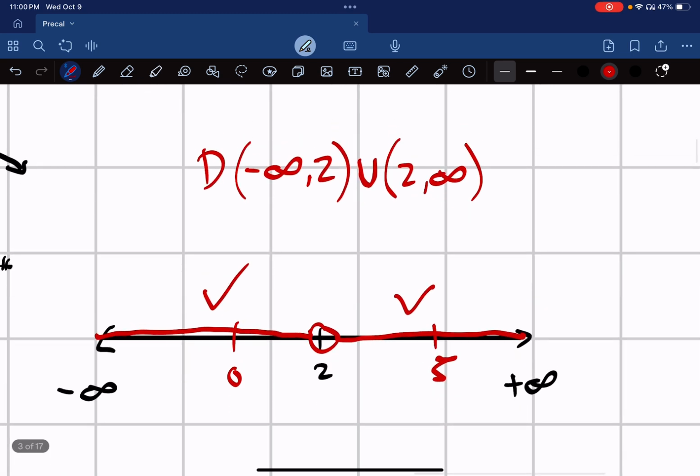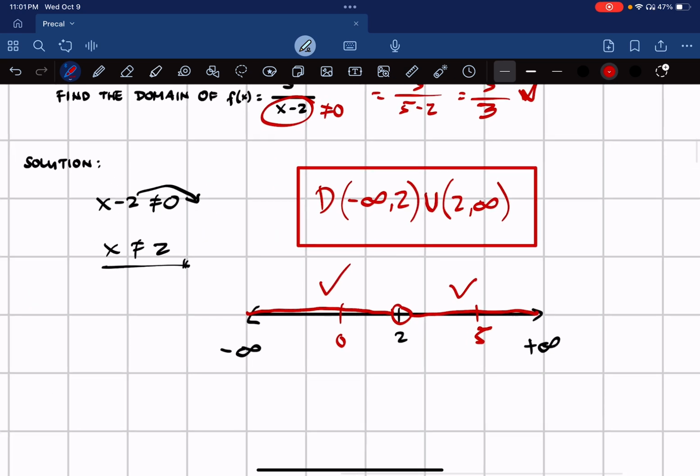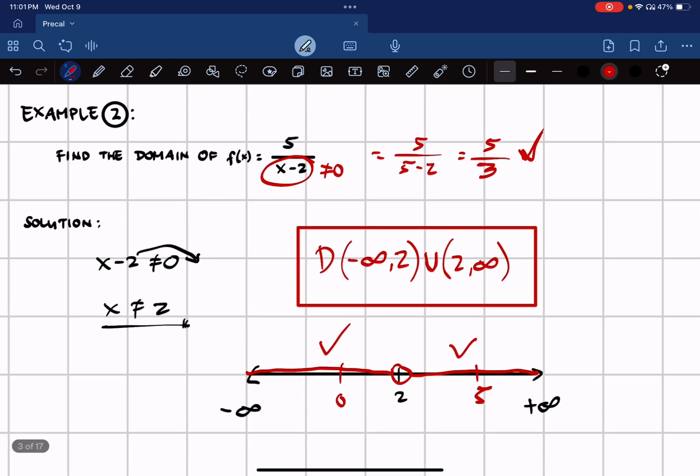Ang meaning sa union, mura lang plus. So, meaning is, ang domain nato is the values from negative infinity up to not including 2, and mura sig plus or and, yeah, and the values from 2 to infinity. So, yeah. That is our domain for this function, the function of x, 5 over x minus 2.